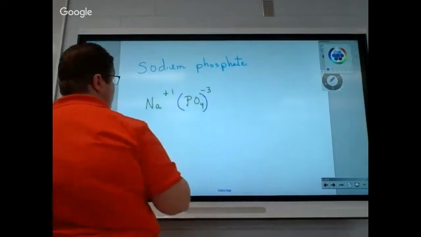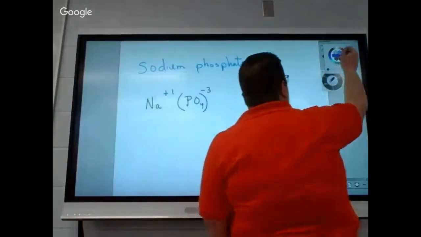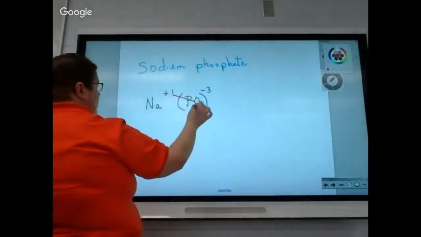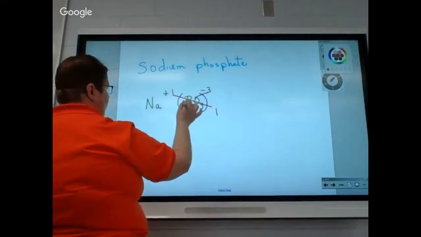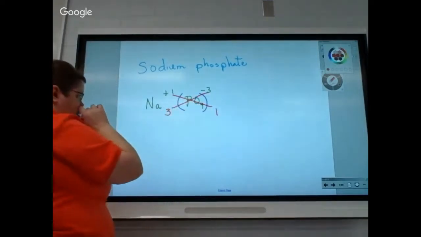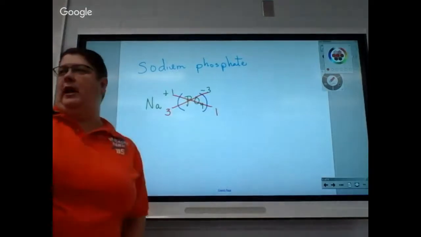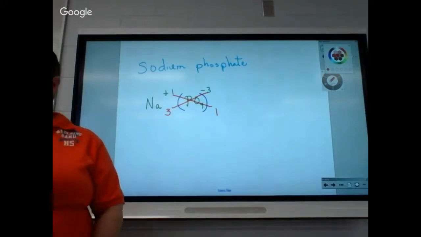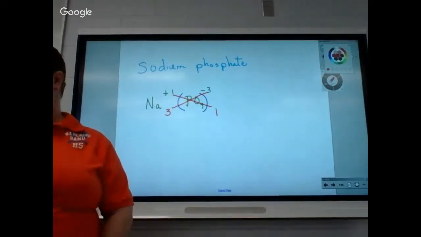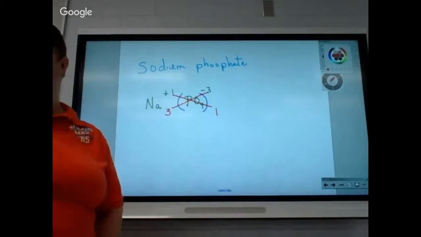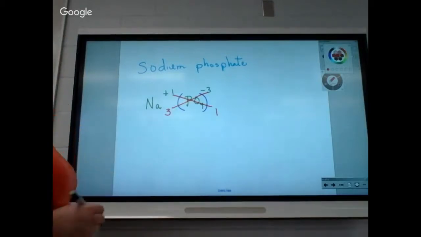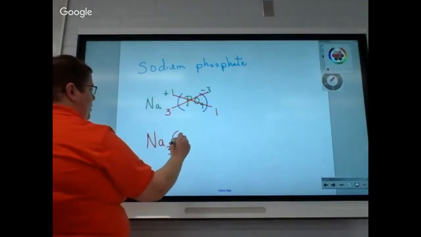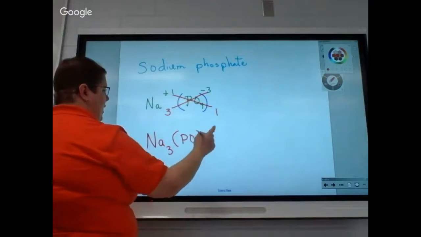Parentheses. All right. We're crisscrossing the 1 and the 3. So the 1's coming over here. The 3 is going over there. So all I'm doing is crisscrossing just like yesterday. The only difference is I'm going all the way across the polyatomic ion. That's why I picked this example. So when I rewrite my answer, Na3, PO4. Now, I'm not writing the 1.